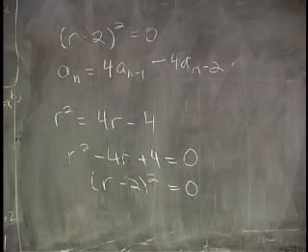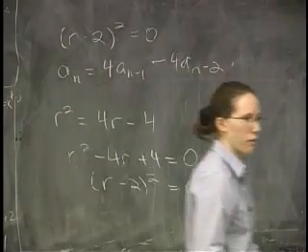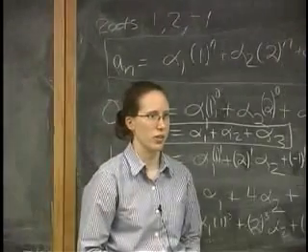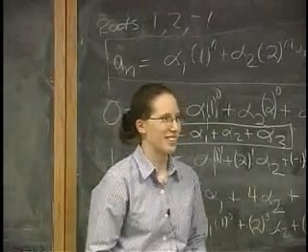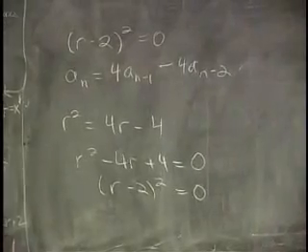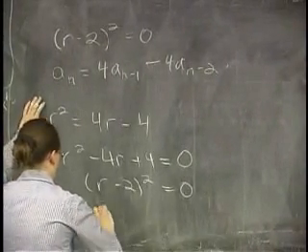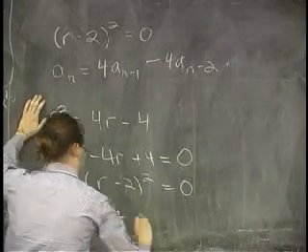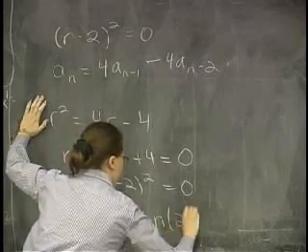My theorem doesn't apply. I don't have two distinct roots. What actually happens in this case is something that's going to remind us a little bit of partial fractions. I'm pulling this out of nowhere. But what happens is, in this case, my answer looks something like alpha 1 times 2 to the n plus alpha 2 times n times 2 to the n.